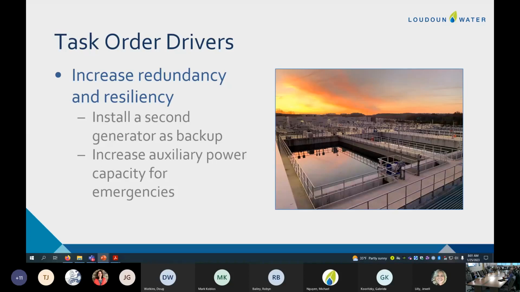So before we get into the scope of work, I wanted to talk a little bit about the task order drivers, and that is to increase the redundancy and resiliency of this facility. So the idea here is to install a second generator as a backup to our current generator, and to increase the total auxiliary power capacity of the facility during an emergency. That way we can actually run both generators at a time and get additional capacity to this facility.